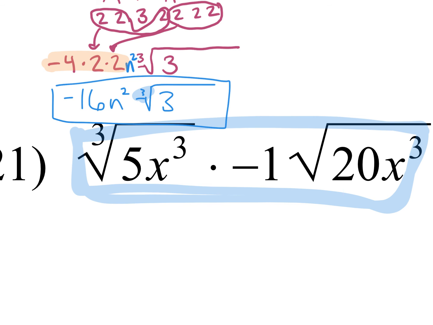So for 21, since the indexes are not the same, we have the cubed root and nothing here, which means that it is the square root. So our indexes aren't the same, we can't multiply them.